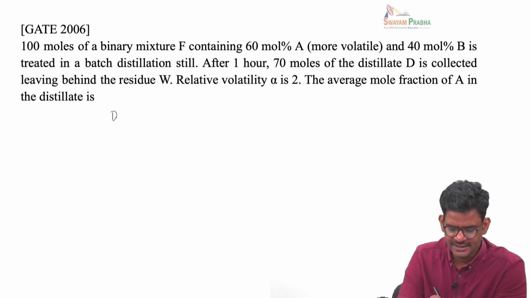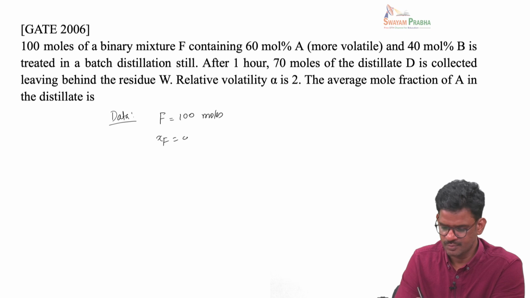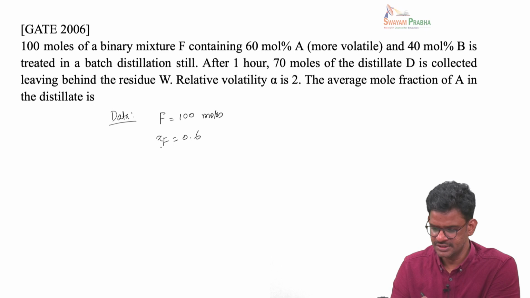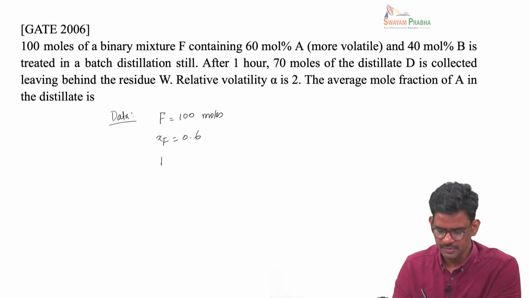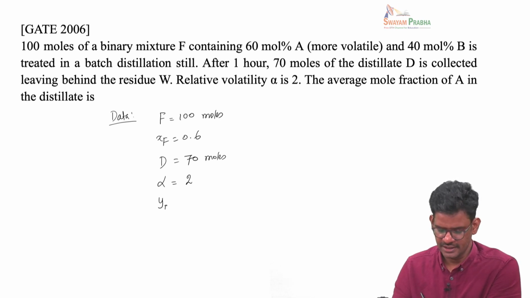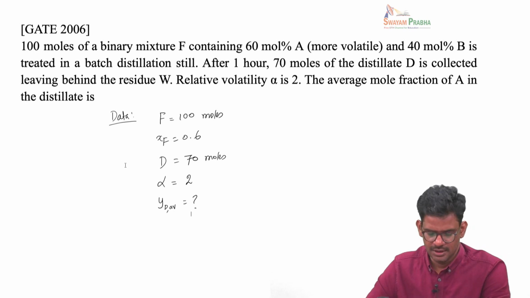So first we will write the data given. F is 100 moles, XF is 0.6, and at the end of the distillation process, D is given as 70 moles, and relative volatility is 2, and we need to find YD average. Okay, this is an unknown quantity.